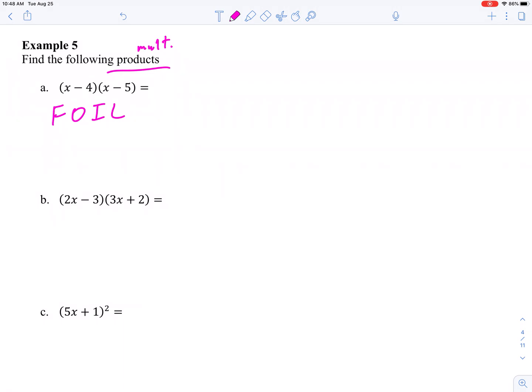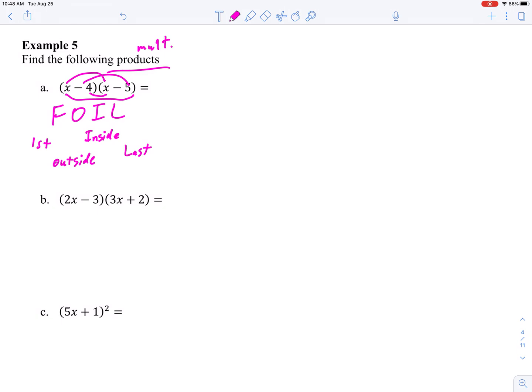FOIL means first, outside, inside, and last, right? Okay, so first, outside, inside, last. So that's the order we're going to do this in. So first times first, outside times outside, inside times inside, and last term times last term.